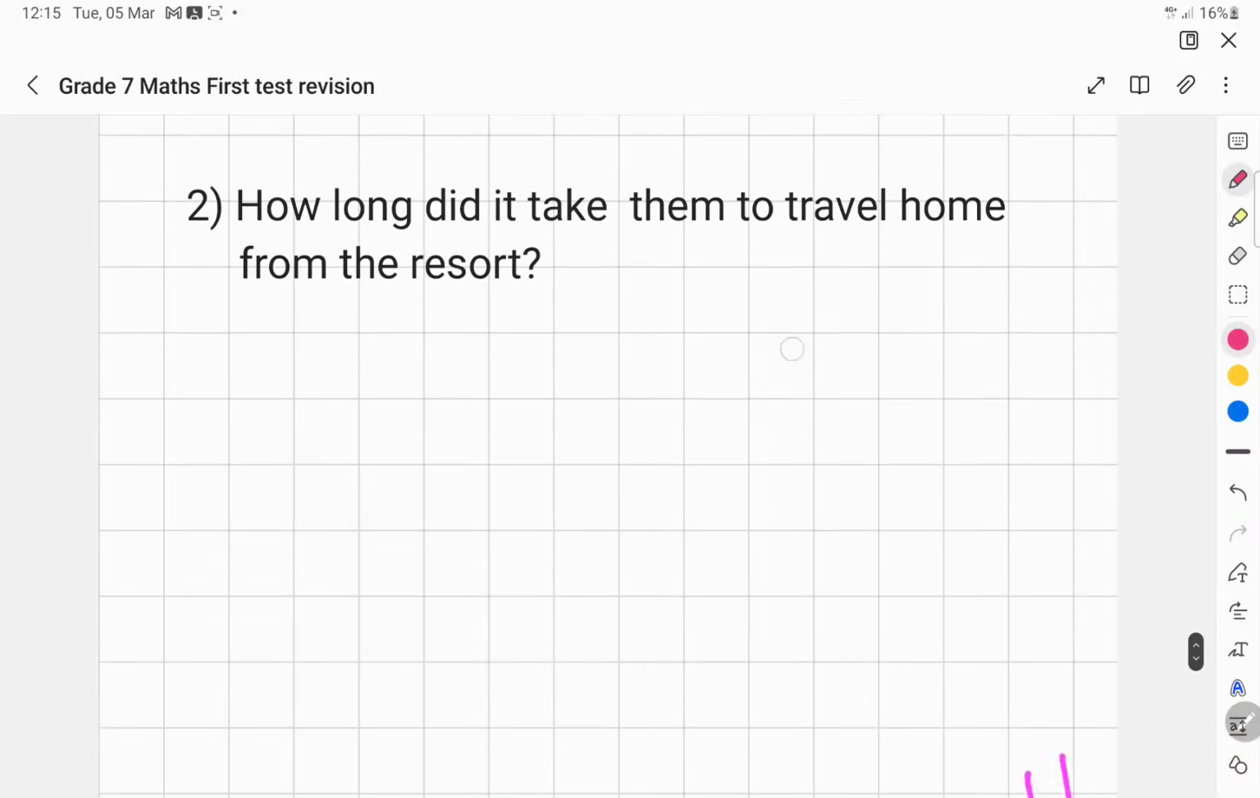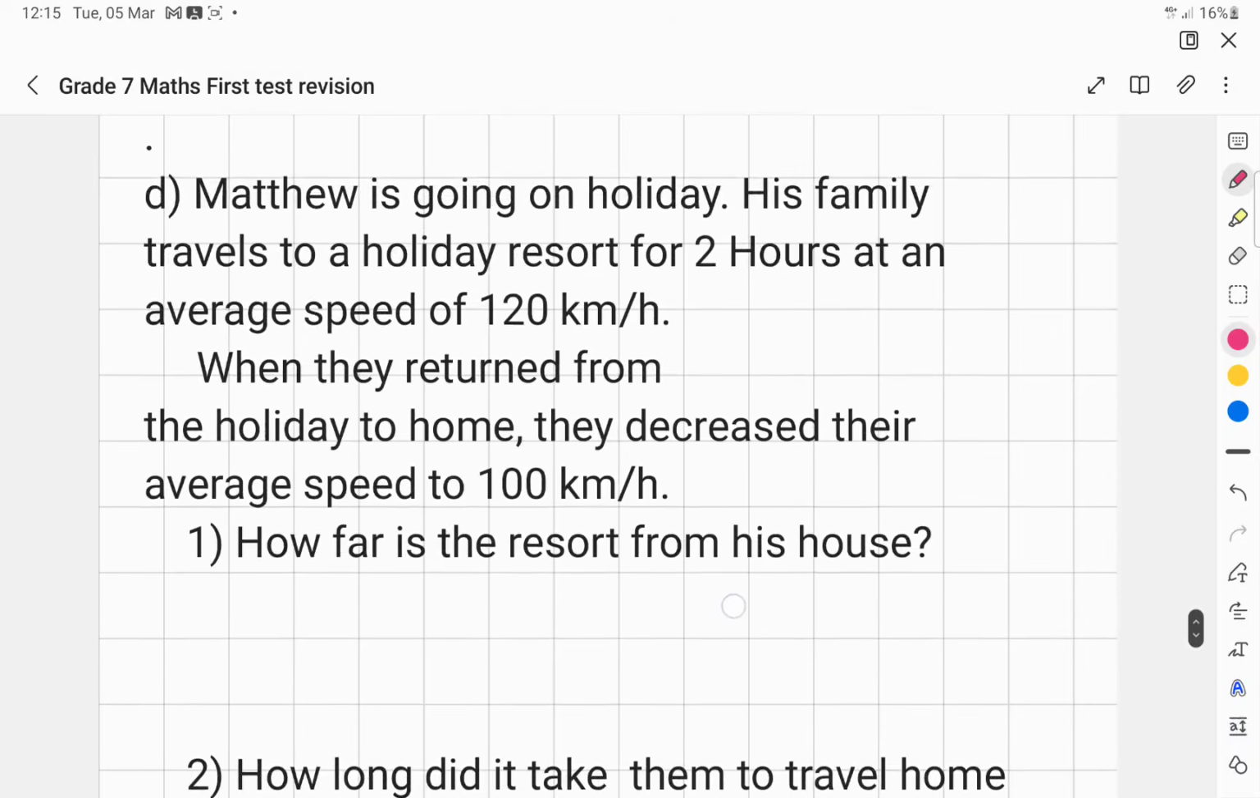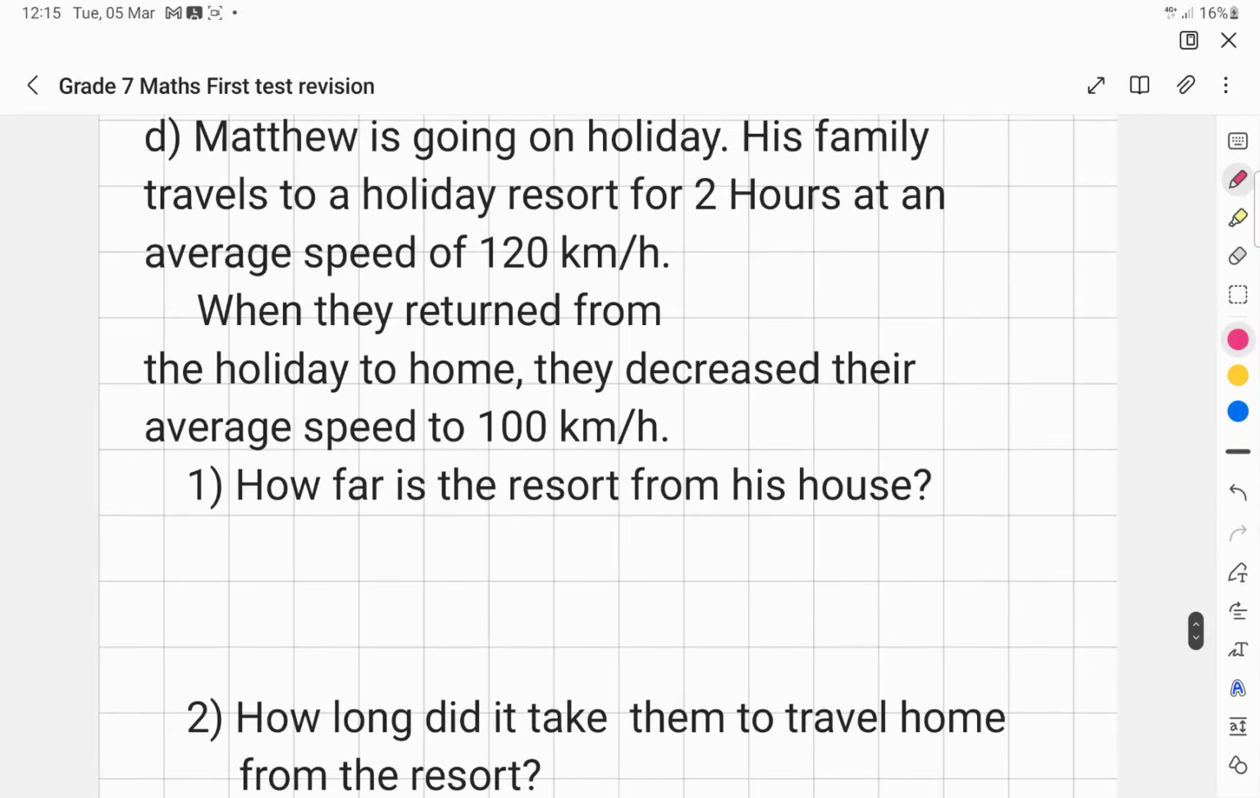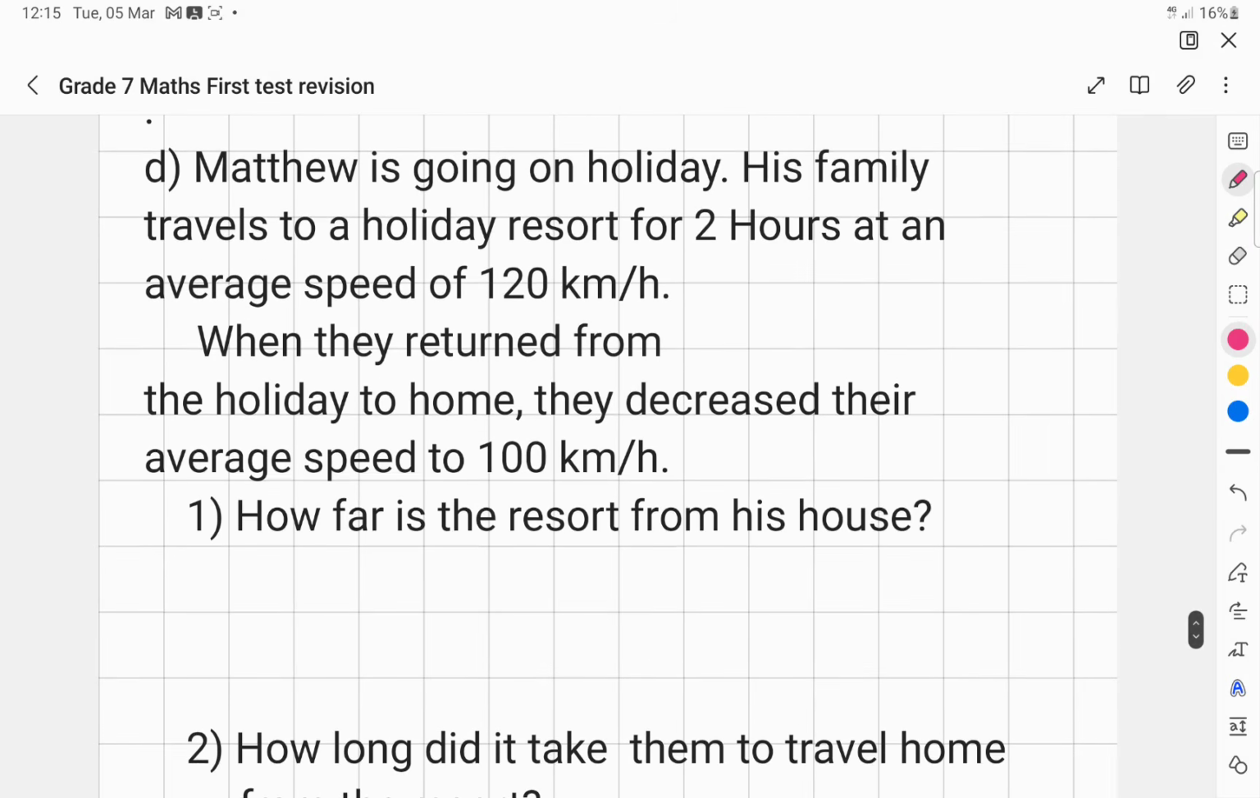Okay, and I think here's the last question. There we go. You've made it. Well done. Matthew's going on holiday. His family travels to a holiday resort for 2 hours at an average speed of 120 kilometers per hour. When they returned from the holiday to home, they decreased their average speed to 100 kilometers per hour. Okay, so that is a mouthful. And if you need to draw drawings, you do so.